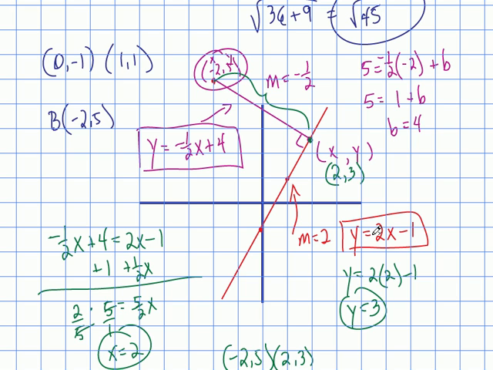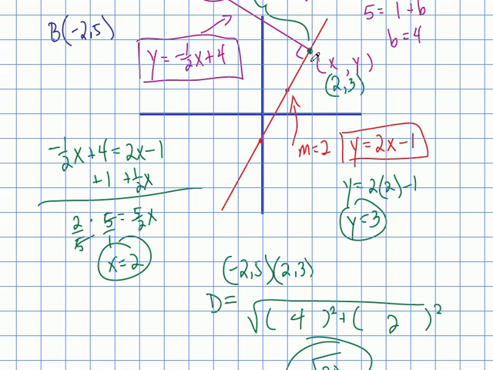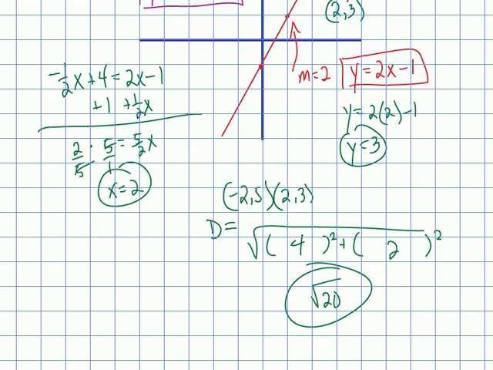I found the equation of the red line, which is y equals 2x minus 1. The purple one, y equals negative 1/2 x plus 4. That's how I got them. Stuck them equal to each other right here. Got x. Plugged it back into one of these equations, this one. I got y, and so there's that point. So that point is 2, 3. And take those 2 points, put them in here, get the square root, blah, blah, blah.